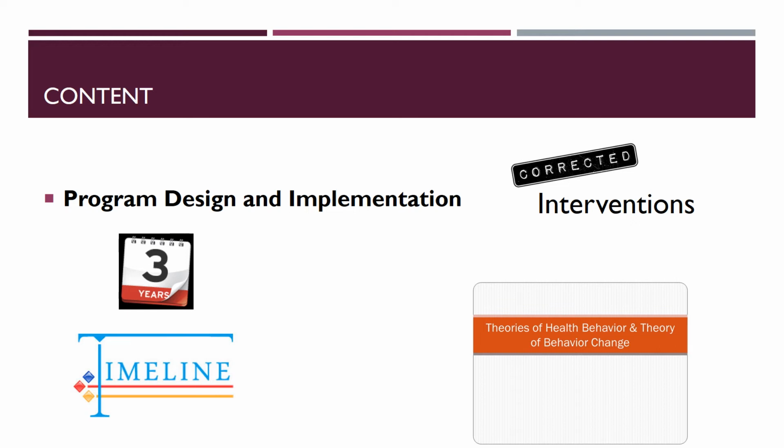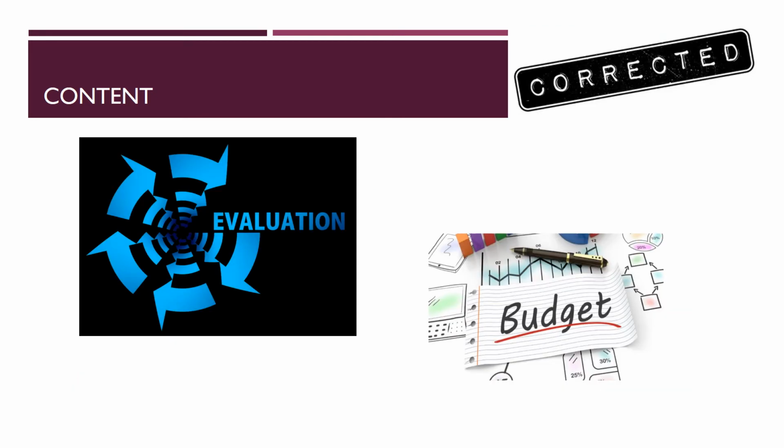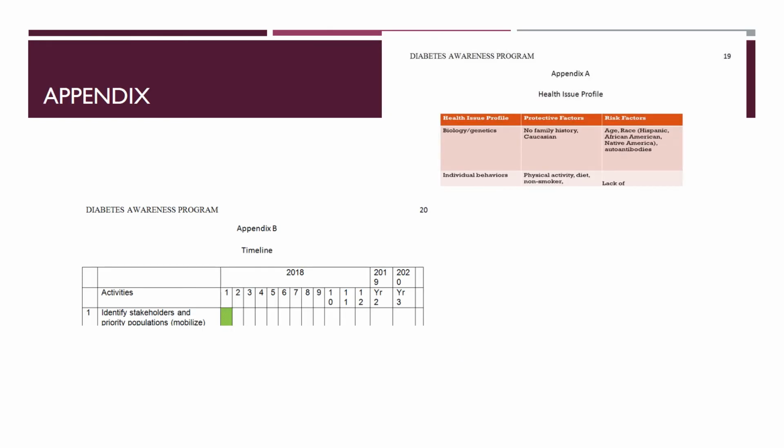It does seem like a little bit more, but once you see the sample, you'll see that you're really plugging in your own interventions that you have come up with already, and then just adding a little bit more detail from the information that you've gathered on previous assignments. Then again, you'll include your evaluation and your budget that are both corrected. And then you will want to think about your appendix.